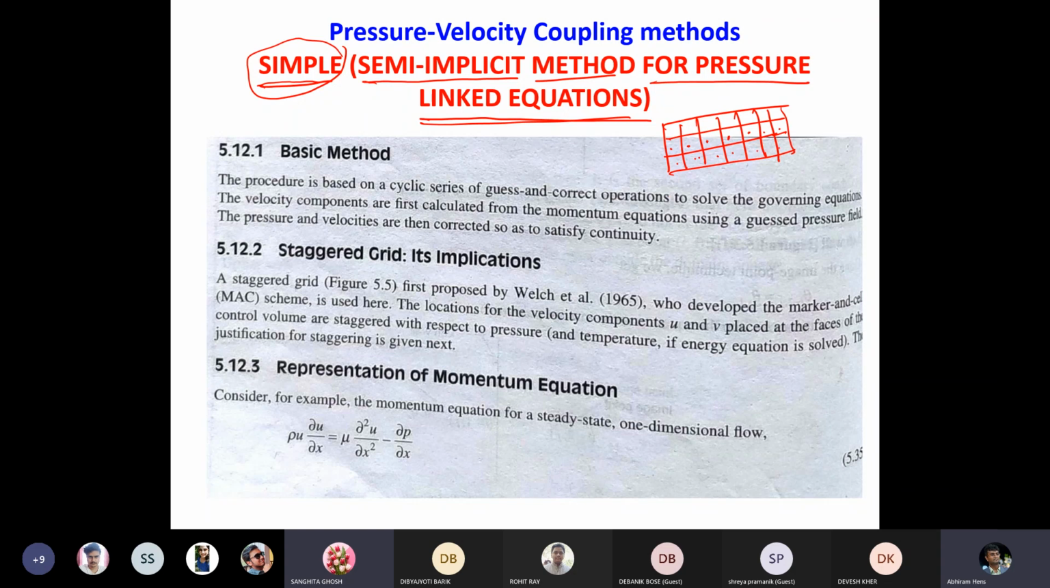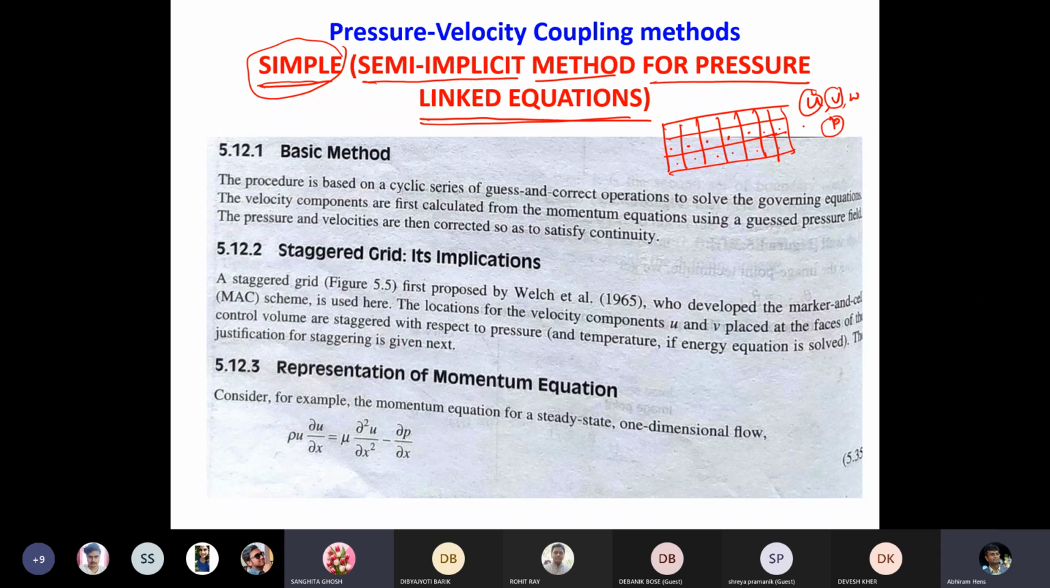That means you have to assume some value of u, v, w or pressure at each point. That is the initialization step. Then, if I consider u and v at a particular cell, we need to see whether it satisfies the pressure equation or continuity equation or not. If it does not match, then we will try to correct it step by step. So it's basically guess and correct operations to solve the governing equation.